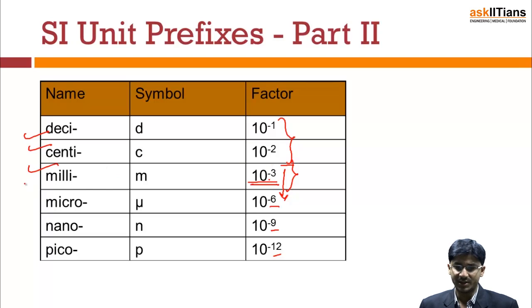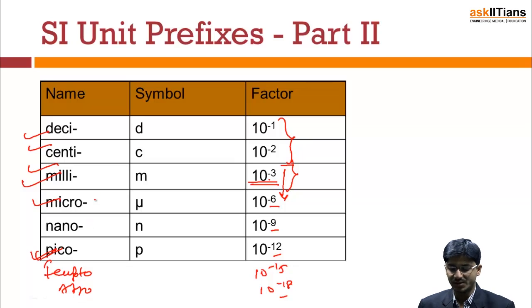For this, milli is 10 to the power minus 3, micro minus 6, nano, pico, then it goes like this. This is femto, then there is atto, and this will go like this, minus 15, 10 to the minus 16. There is a whole long list for it. You don't have to go to that level. You can manage it by remembering up to this.